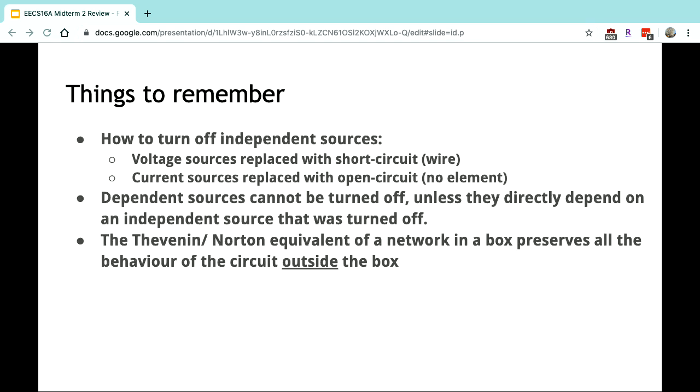So some things to remember when you're doing this analysis: when you're turning off independent sources, this is much the same as you would do in superposition, where if you have a voltage source, you're going to turn it into a short, or a wire connecting those two nodes that you have. For current sources, you're just going to replace with the open circuit. So essentially, you're just going to create a break in the circuit. For dependent sources, you can't turn them off, and they only turn off if they depend specifically on an independent source. So for example, if you had a dependent source directly dependent on something else that went to zero, then you can turn it off. But for purposes of finding the equivalence, you have to keep these around.